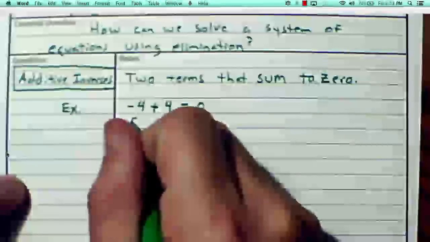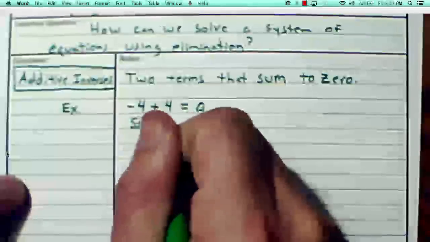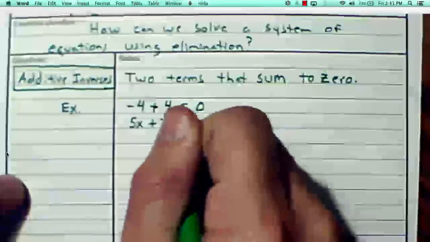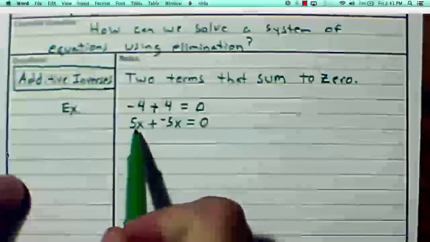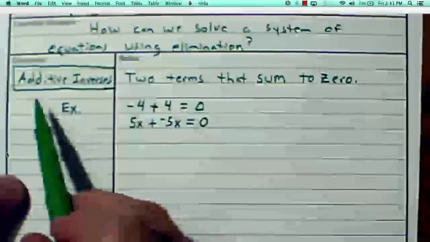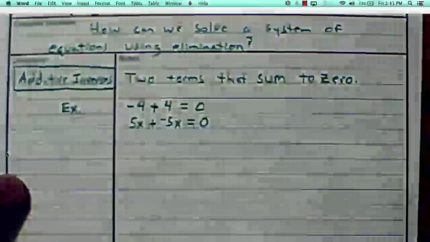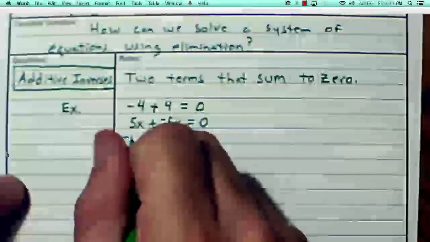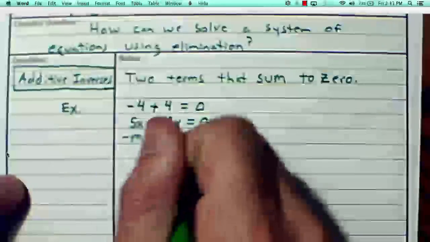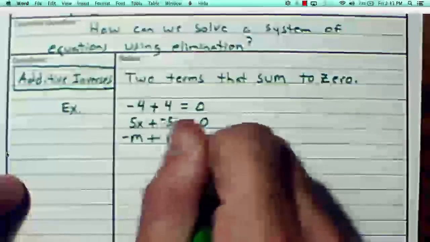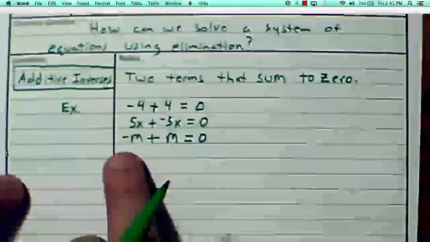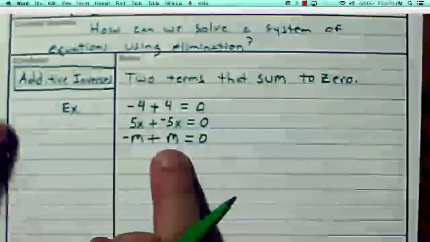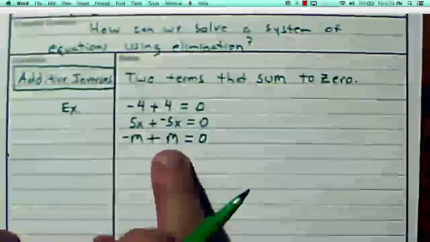Another example: 5x plus -5x equals 0. Thus, 5x and -5x are additive inverses. One final example: -m plus, you guessed it, positive m equals 0. Therefore, -m and positive m are additive inverses.